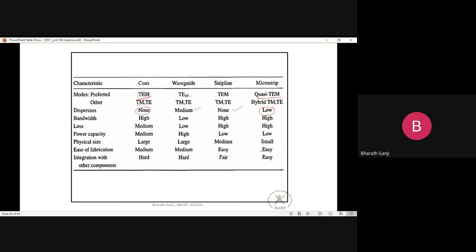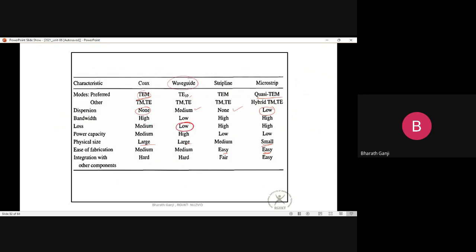And you can see the fabrication is very much easy. Microstrip and strip lines are easy to design, but coaxial and waveguides are difficult to design. And the physical size is very large for coaxial and waveguides, but the strip lines and microstrip lines are very small and compact.